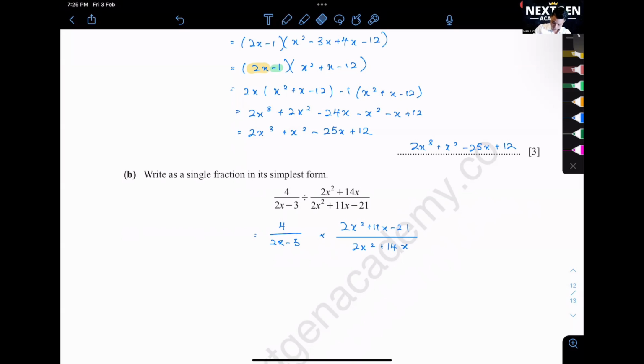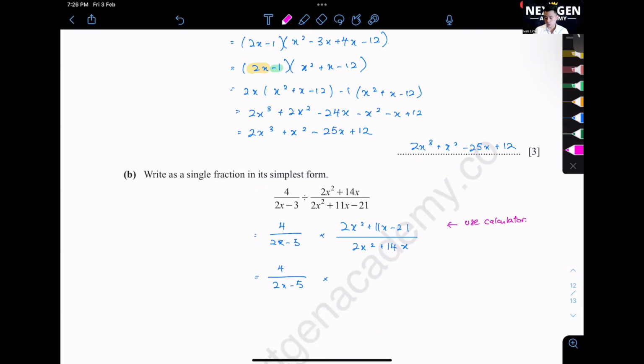Then over here, we have to ask ourselves whether we can simplify it by factorizing or not. You see this one, 2x squared plus 11x minus 21. Can I factorize this quadratic? For this one, use the calculator. Don't make your life hard. In the exam, just use the calculator only. All of you know how to use the calculator, right?